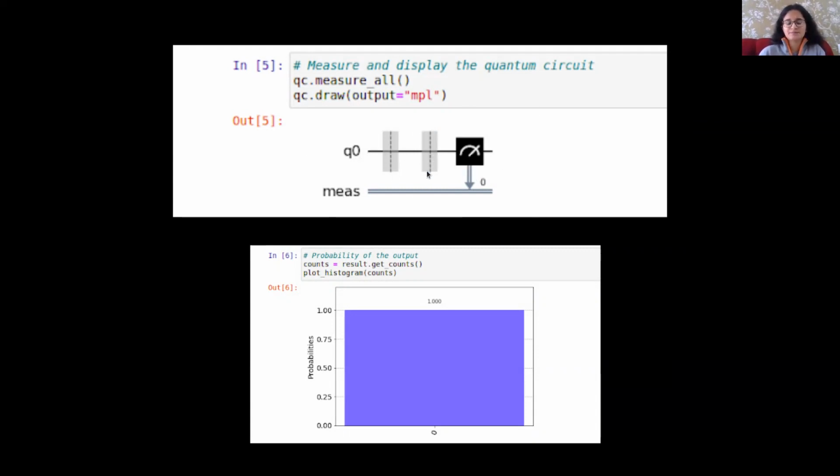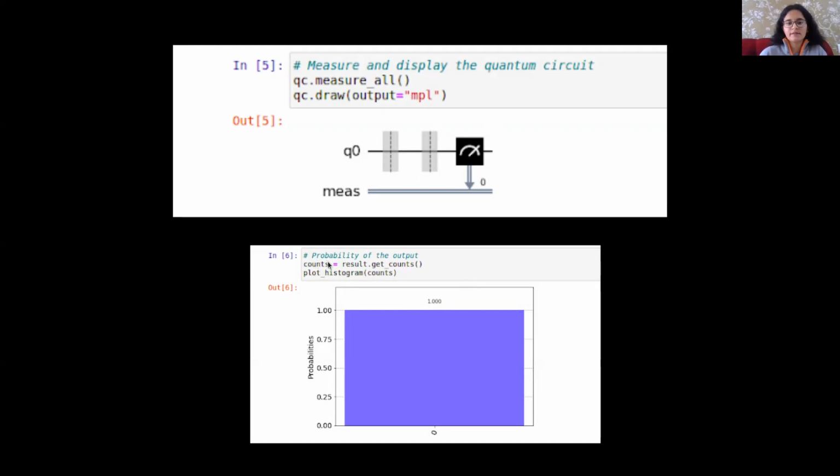These lines over here are known as barriers. They do nothing on the circuit. They're just for dividing the circuit into parts for user experience, letting the user look at the circuit in divided form. It doesn't do anything, it's just appealing. And everywhere we're using draw, we have used output equal to MPL. That just makes this circuit look beautiful. Otherwise, it won't be this colorful if we do not use MPL. So that's how we measure the circuit.